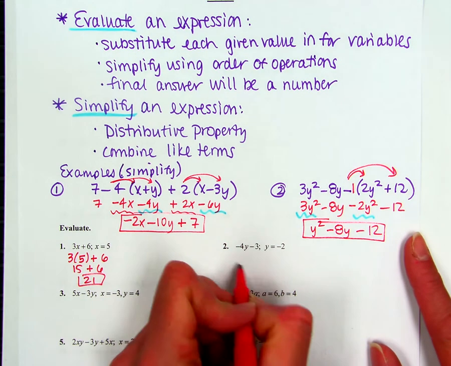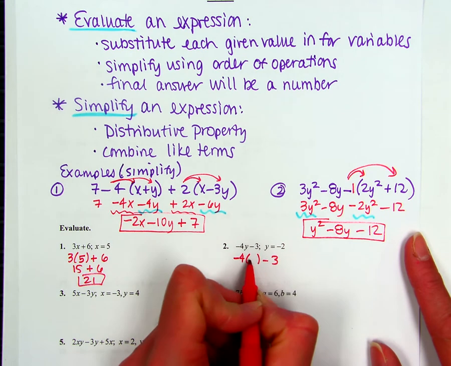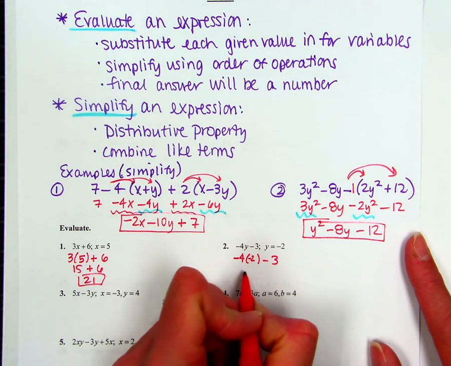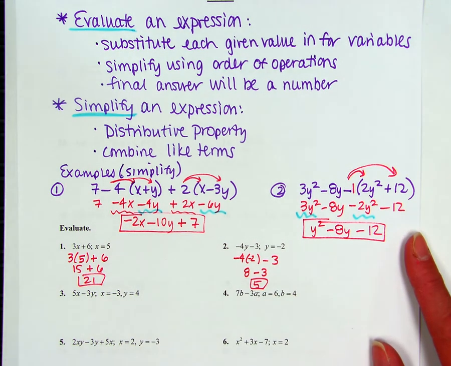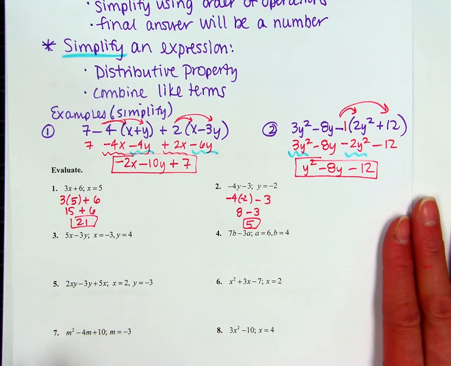All right, over here we've got -4 times something minus 3. So that something is -2. And then you're going to multiply before you subtract. So negative times a negative is +8 minus 3, which is 5. All right, again, if you feel like I'm going too fast, you can always pause and rewind the video.